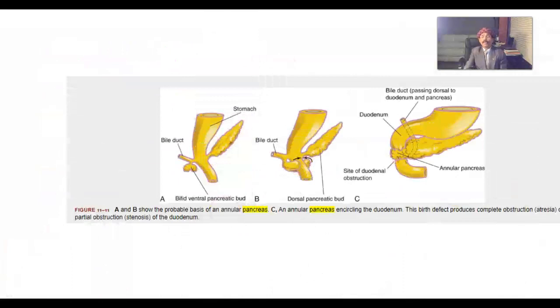This is the mechanism of annular pancreas. We have the ventral pancreatic bud, which has 2 components. One component goes in this direction, and another component goes in the other direction. So it will encircle the duodenum, and we will get annular pancreas.